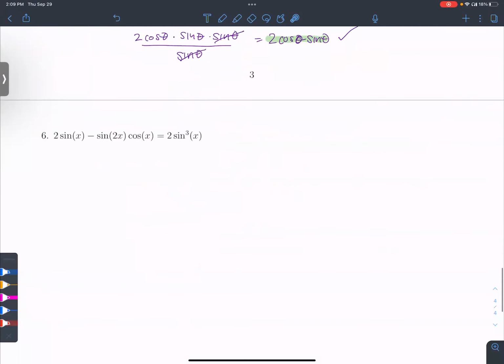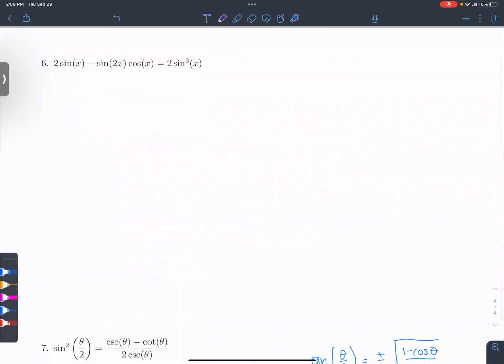Okay, so number 6 is easier than that one, in my opinion. When I'm looking at number 6, I see the fact that this sine has 2x in it. These all have just x. So my first thing is going to be to try to get rid of that. And I'm going to use the double angle identity to do that.